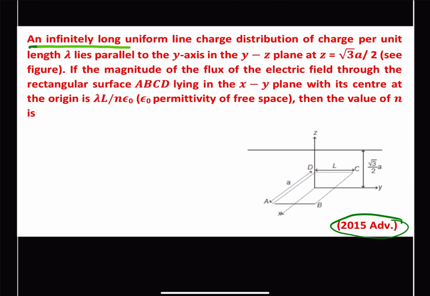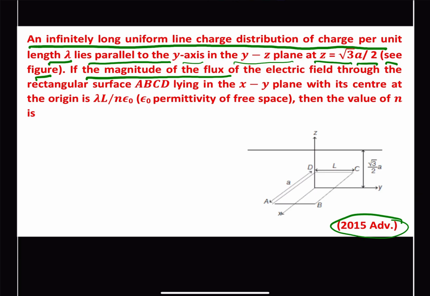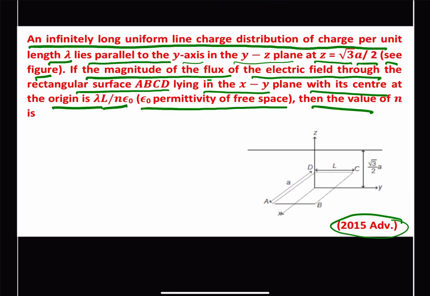An infinitely long uniform line charge distribution of charge per unit length lambda lies parallel to the y-axis in the yz plane at z equal to root 3 a by 2, see figure. If the magnitude of flux of the electric field through a rectangular surface ABCD lying in the xy plane with its center at origin is lambda L divided by n epsilon naught, where epsilon naught is the permittivity of free space, then the value of n is.